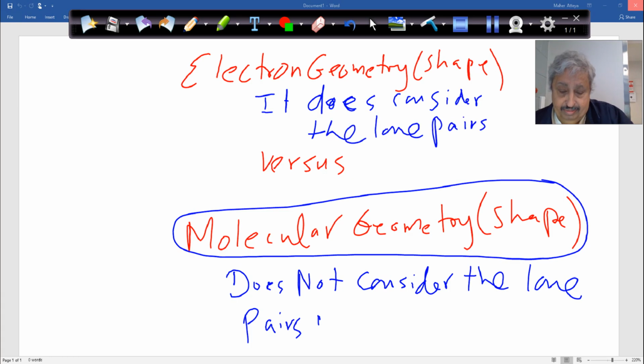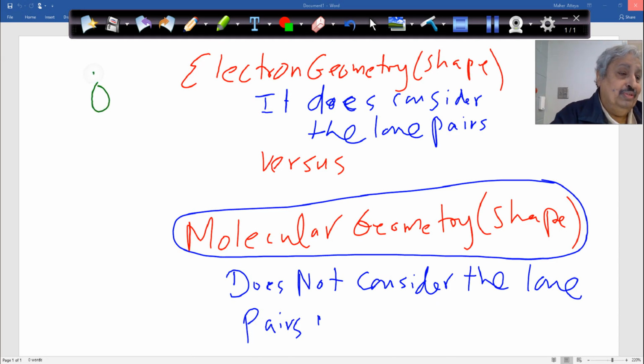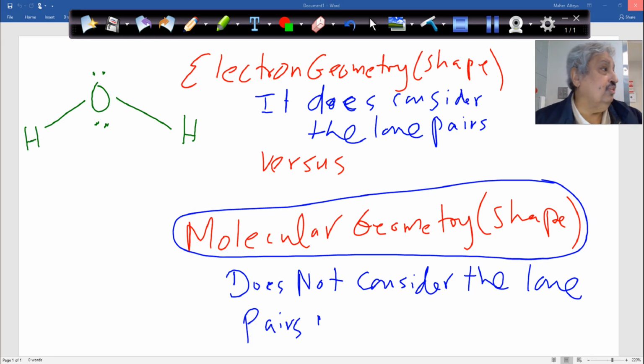I'll give an example of this. Let's take H2O. That's very nice to see, H2O. The H2O Lewis dot structure looks like this. This is oxygen. Hydrogen always, in Lewis dot structure, I'm not going through the Lewis dot structure. You have covered this one in the lecture, I hope. So this is the central atom here.